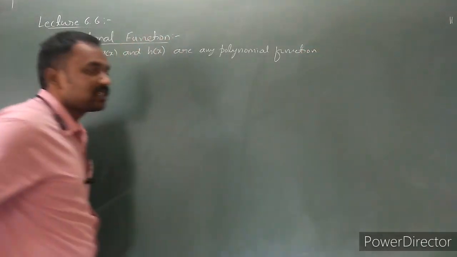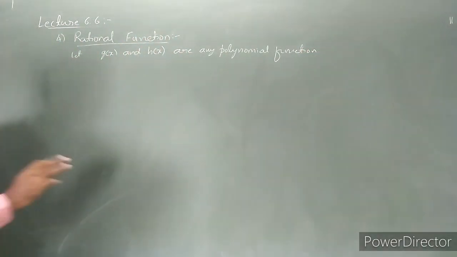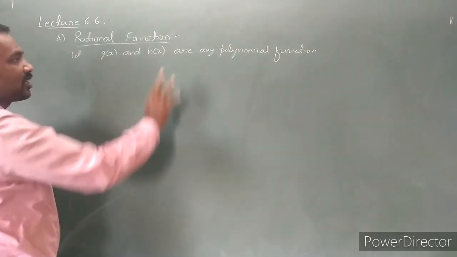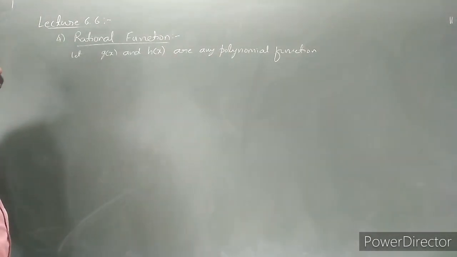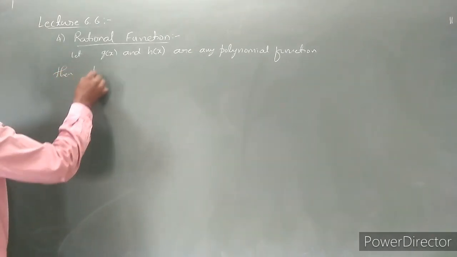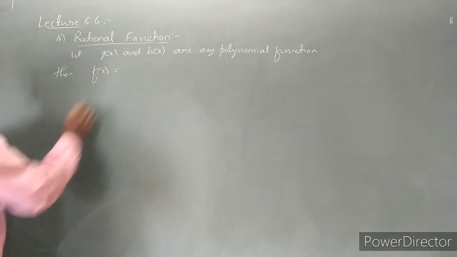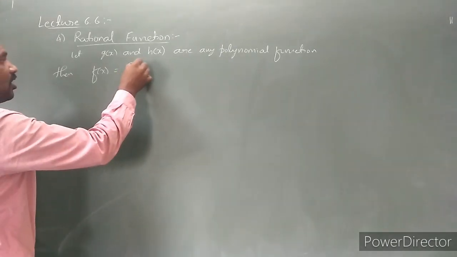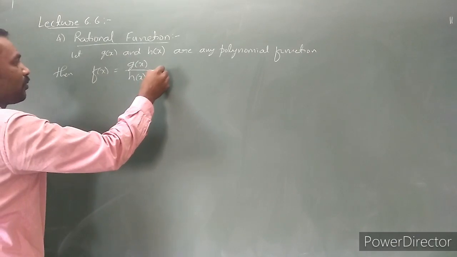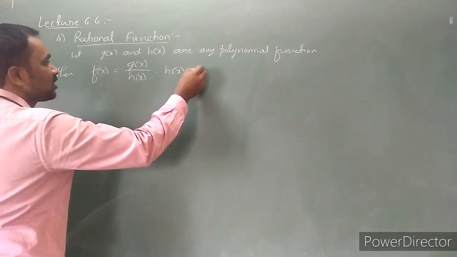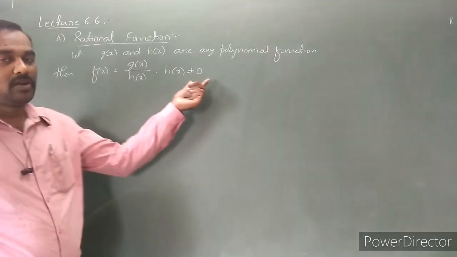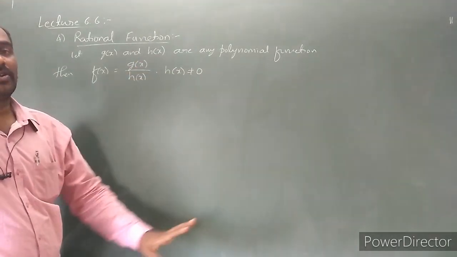Here, to discuss the rational function, I consider two polynomial functions. Let g of x and h of x be any two polynomial functions. Then f of x is said to be a rational function if it is of the form g of x divided by h of x, provided that h of x is not equal to 0.